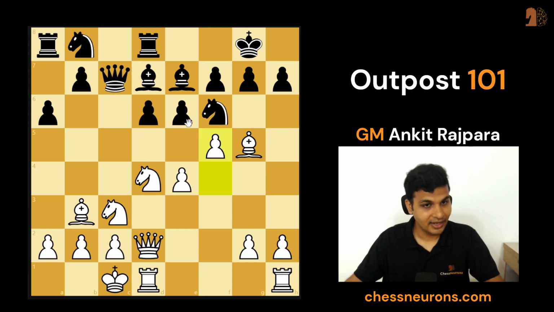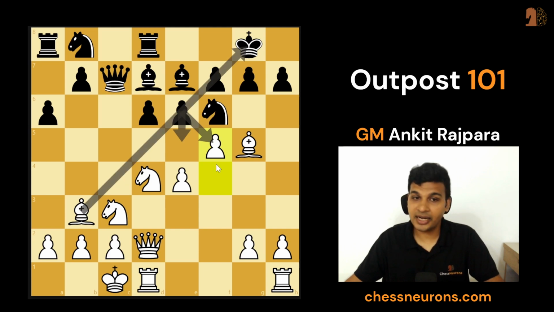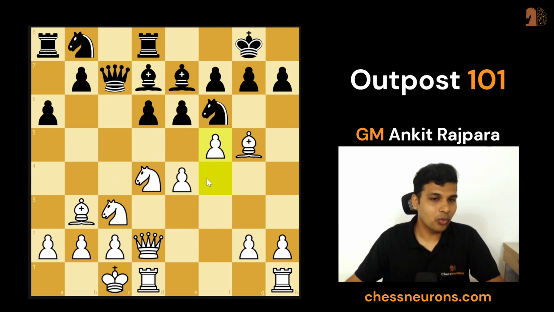What's the plan? If the opponent takes it or pushes, not only would the bishop get active, that's another thing, but what also happens is that there is an outpost square. Once this pawn is gone, this will become an outpost square. So that's actually good for us.